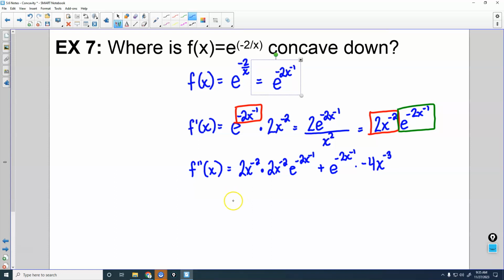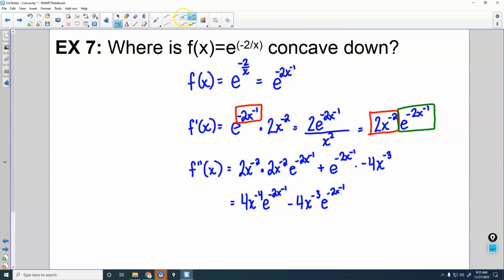All right, let's try to clean this up a little bit, and then we're going to see if we can put it all together. So we'll have 4x^(-4) e^((-2x)^(-1)) minus 4x^(-3) e^((-2x)^(-1)). All right, what do you guys see here that can help to simplify this?